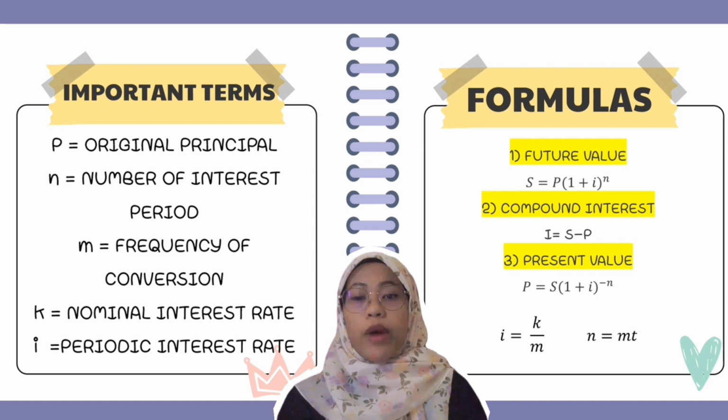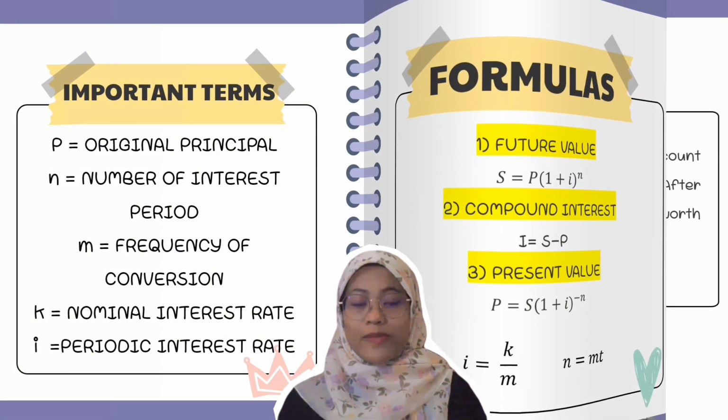From the formula above, we can find the value of i and n. To find i, use the formula i equal to k over m, where k is the interest rate given and m is the number of interest periods calculated in a year. The last one is the value of n, or the number of interest periods. To find n, we can use n equal to m times t, where t must be in years.